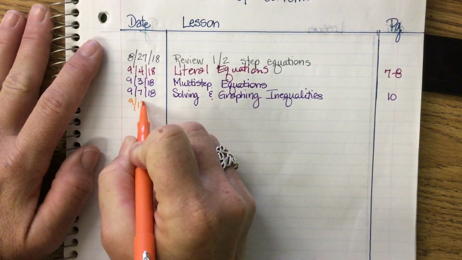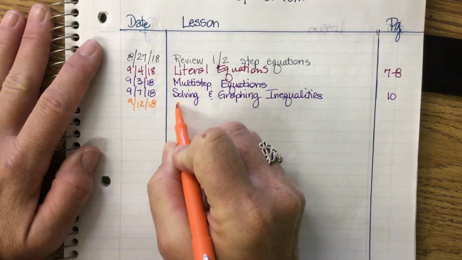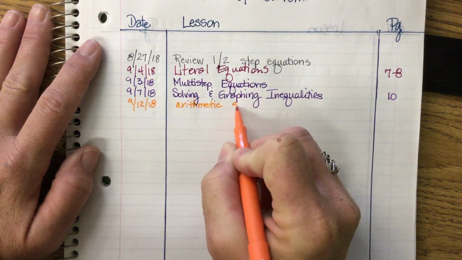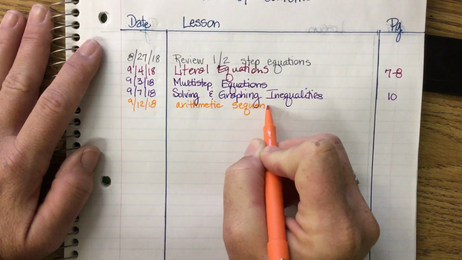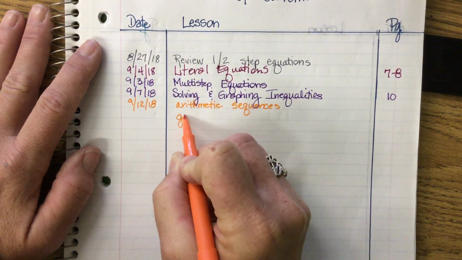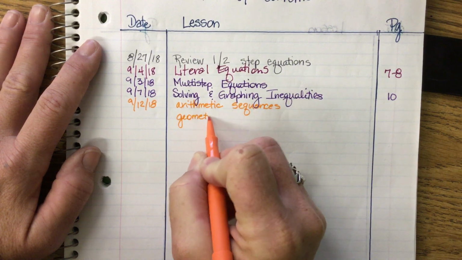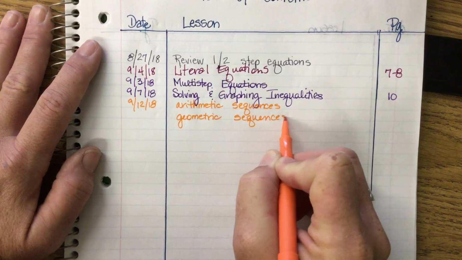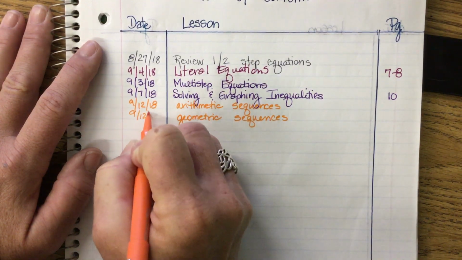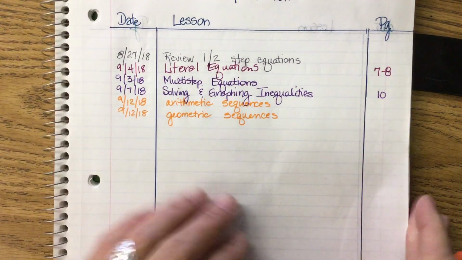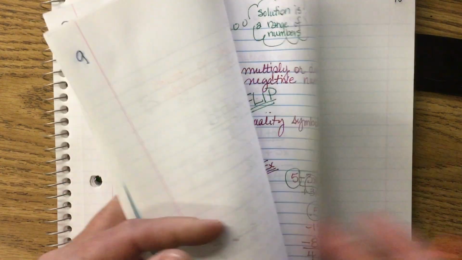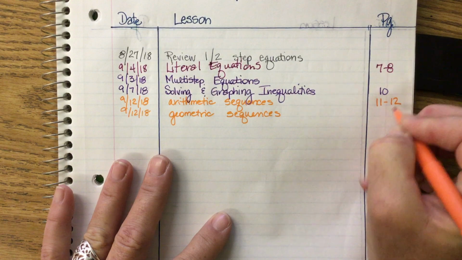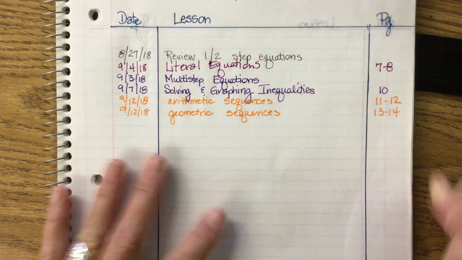So today is 9/12/18, and we are going to do arithmetic sequences, and we're also going to do geometric sequences. We're not going to spend a lot of time on this. I think it is pretty straightforward, and we shouldn't have any issues. So I'm going to do 11 and 12, and then 13 and 14.